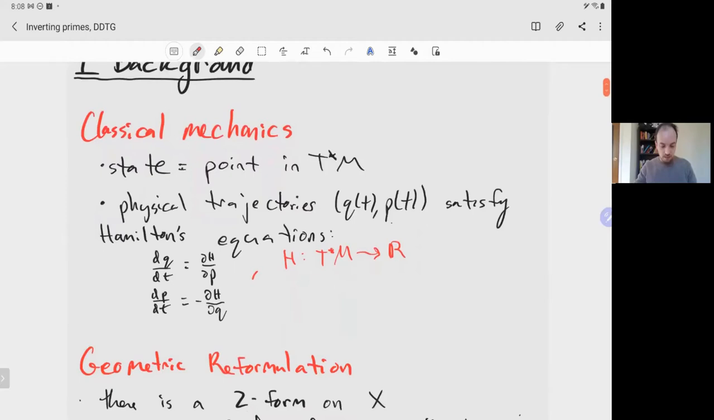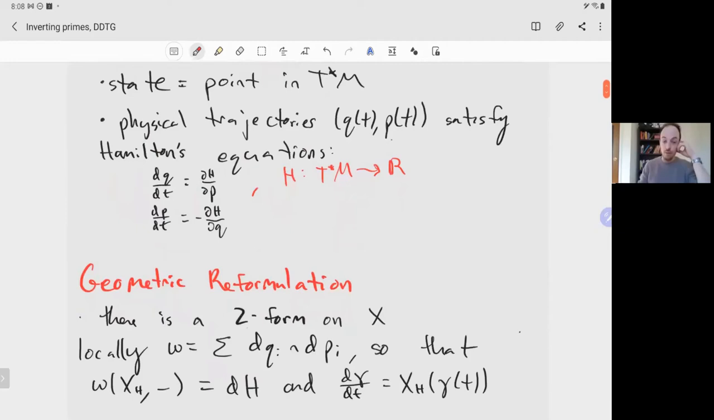But then the main insight of symplectic geometry is that there's a geometric reformulation of this. So Hamilton's equations can be reformulated the following way, namely that there exists a two-form on X, in this case X is the cotangent bundle of M, so that locally this two-form, which is omega, is of the form dq_i wedge dp_i. And then Hamilton's equations have the following form.